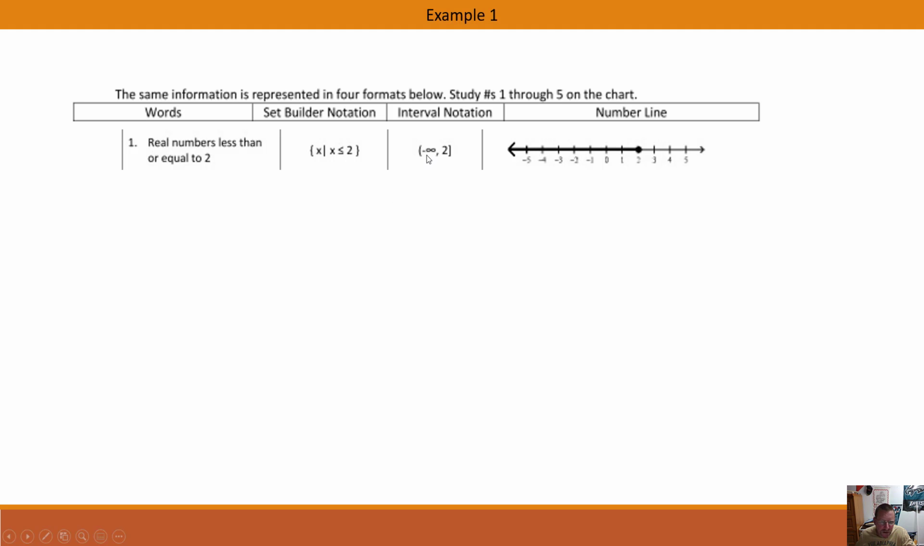In interval notation, it would be all the numbers from negative infinity up to and including 2. So 2 got the bracket. Remember, infinity and negative infinity just get a parenthesis. And on the number line, if you were graphing that, it would be a closed circle at 2 and then an array going to the left.